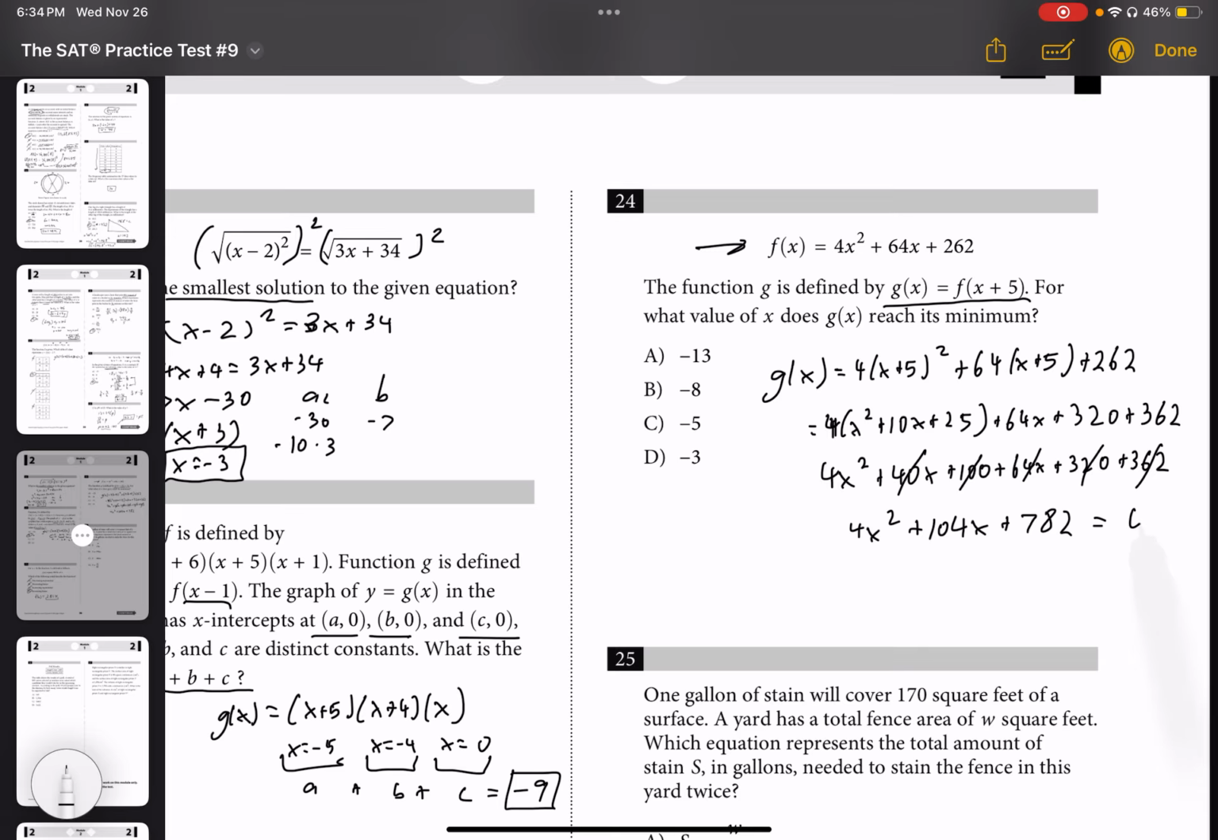Now, it's saying for what x value does g of x reach its minimum. But we don't even need to set this to 0. We can just say that this is the function g of x, as we said previously. But to find the minimum value, we can use the known formula that we've used previously on other practice tests, negative b over 2a, to find the x-coordinate of the vertex.